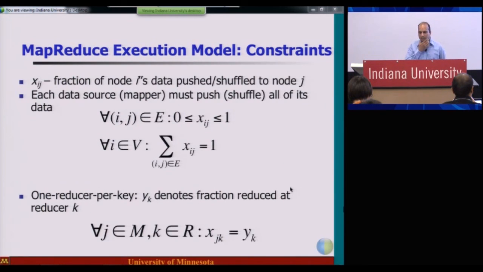So here's some math, and we don't necessarily have to go into the details of these equations. What these constraints are basically telling us is that all the data that is being generated by the sources should eventually be processed. Okay. That's what the first constraint is telling us. The second constraint is telling us that each key should be reduced at a single reducer. So this is the requirement that we had talked about earlier, that each intermediate key should be processed by a single reducer. Okay. So these are the basic constraints we need.